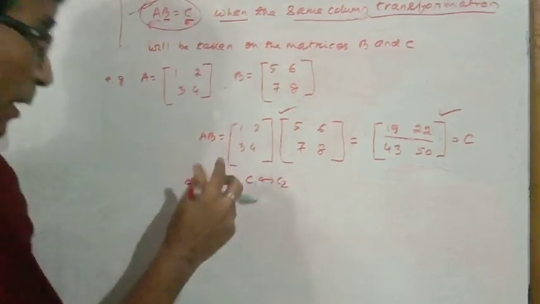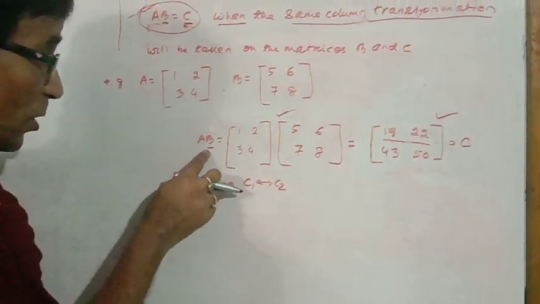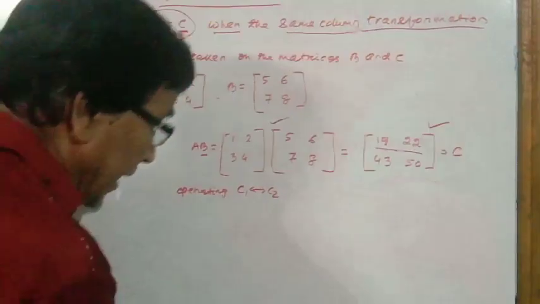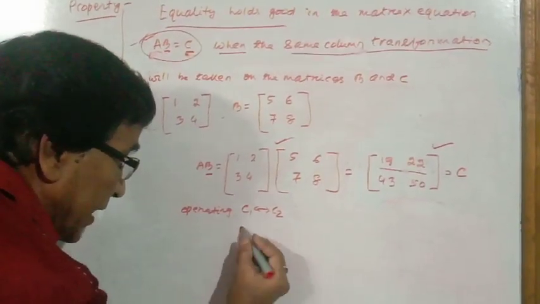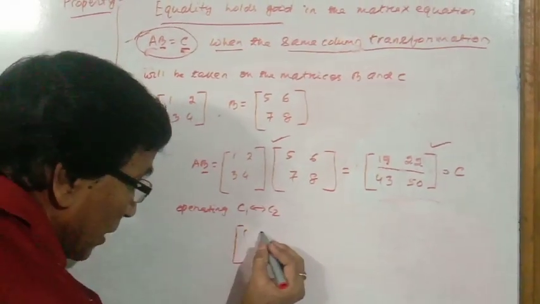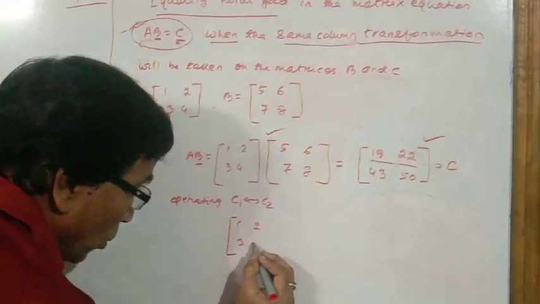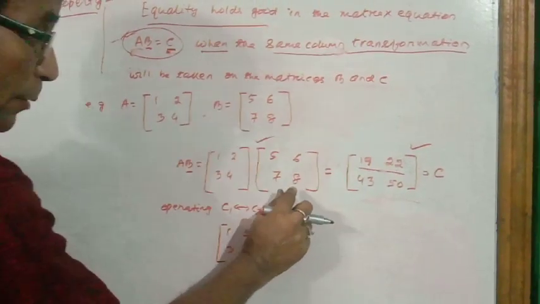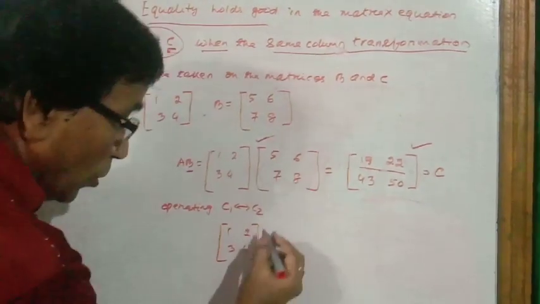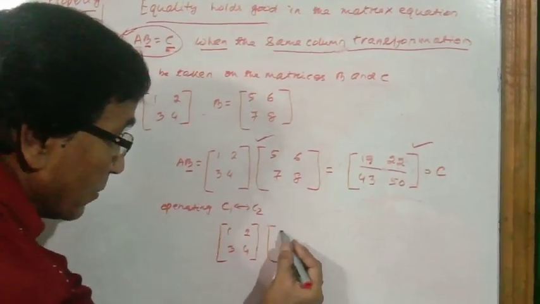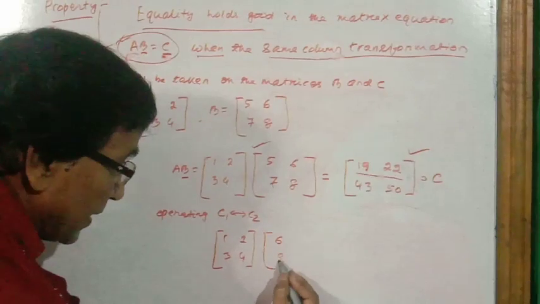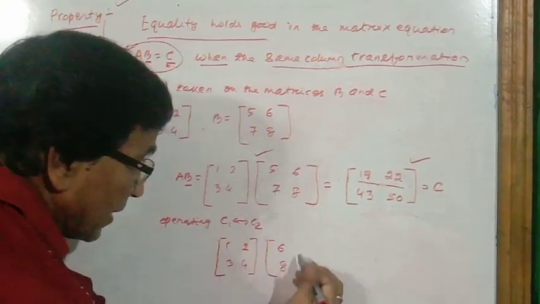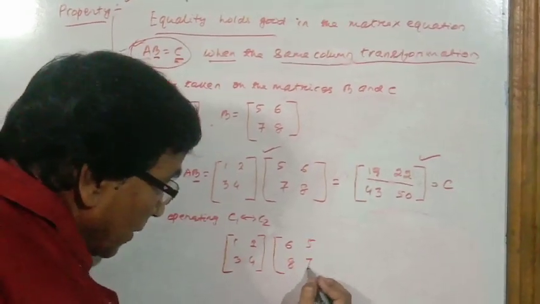That means whatever column operation is taken on the matrix B, the same operation will be taken on the matrix C. So here the matrix A will remain unchanged. It is 1, 2, 3, 4. Now in the matrix B, we will interchange column 1 and column 2 so that the first column becomes 6, 8, and the second column becomes 5, 7.